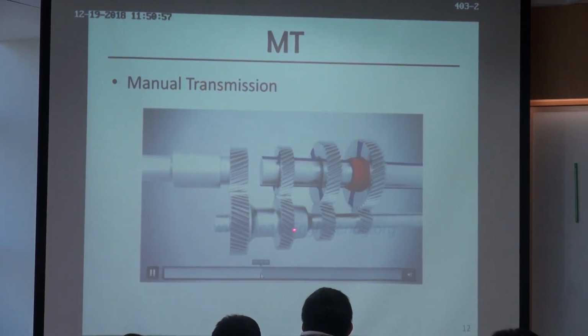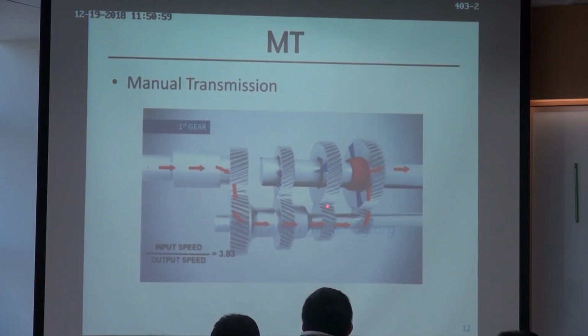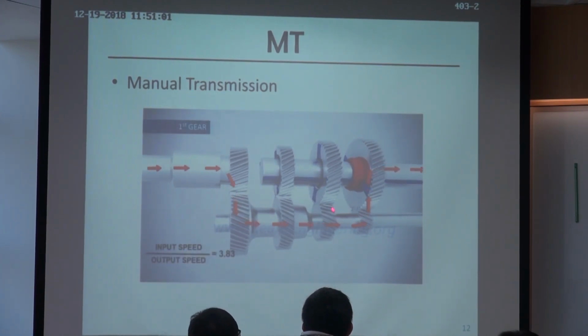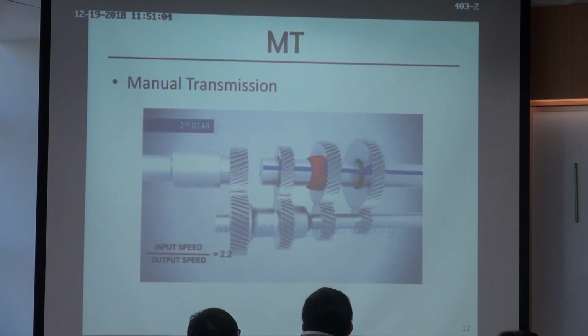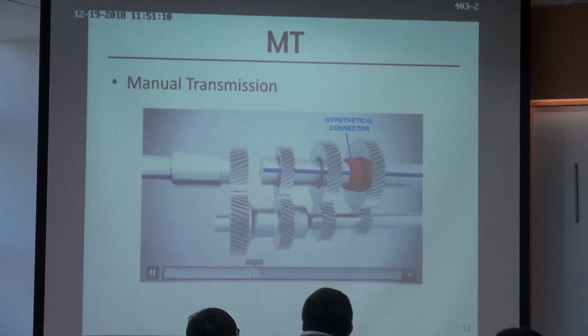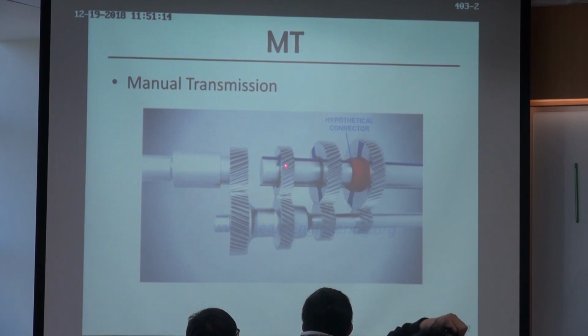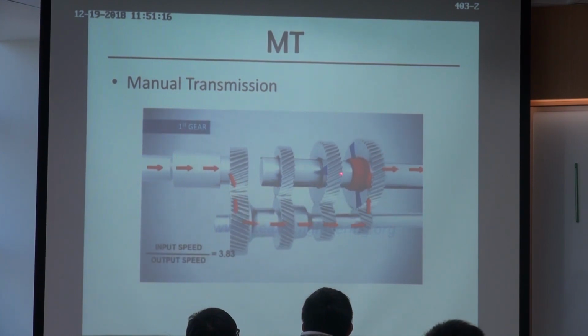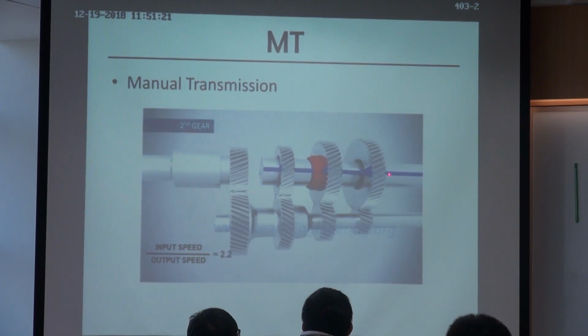So although all the gears are meshed together, this pair right now is just freely rotating by themselves. They are not influencing the output shaft. Let's see again. So right now it's engaging the last one, and these two are just freely running by themselves. So this one is engaged with the shaft.